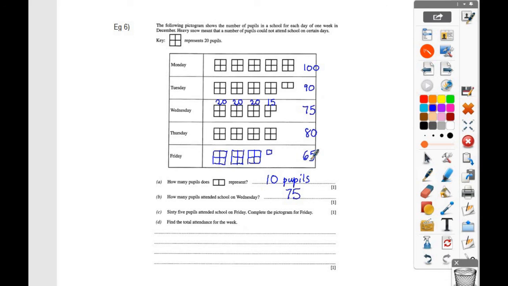So to find the total attendance, we simply add up all these values. You can do it in a tower sum, or if it's a calculator paper, just type them in your calculator, but make sure you show all your values being added up to get your marks for the question, and 410 is your final answer for the total attendance for the week.